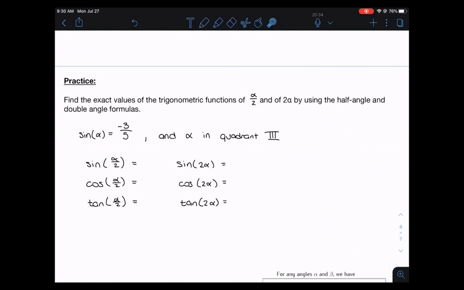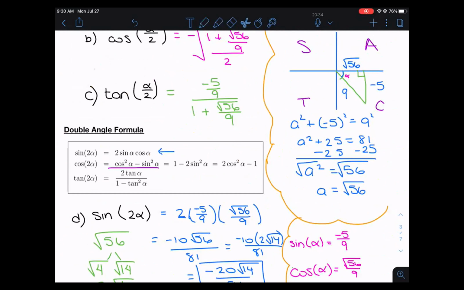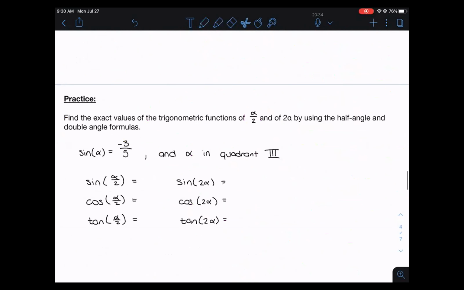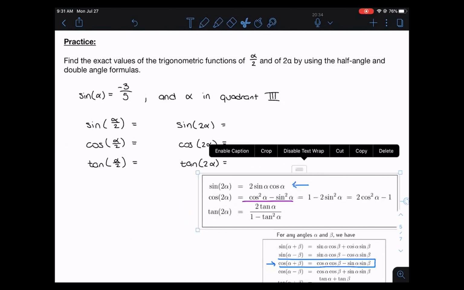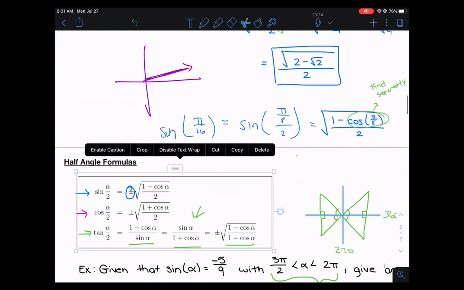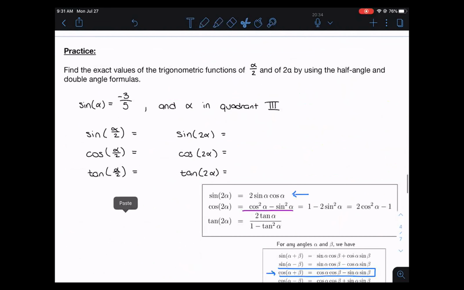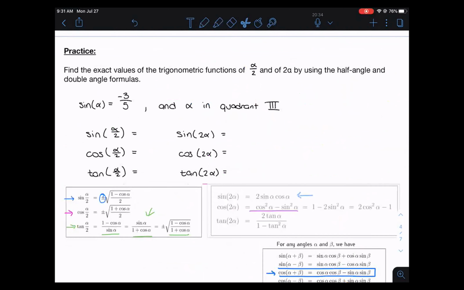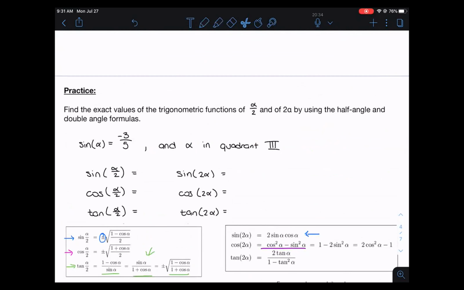Oh, let me actually go up and pull those formulas up for you guys. So this is the double angle. So you guys can start working on these. These are the double angle formulas. And then let me go get the half angle formulas. So these are the formulas that you guys can use to find these. And then you guys can share your work once you guys are done.